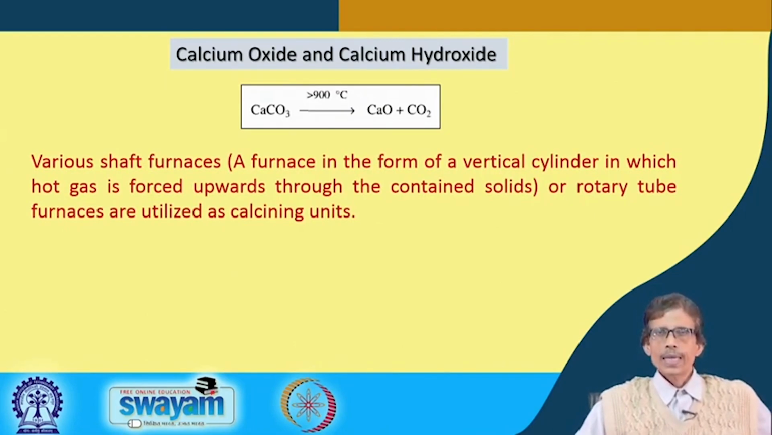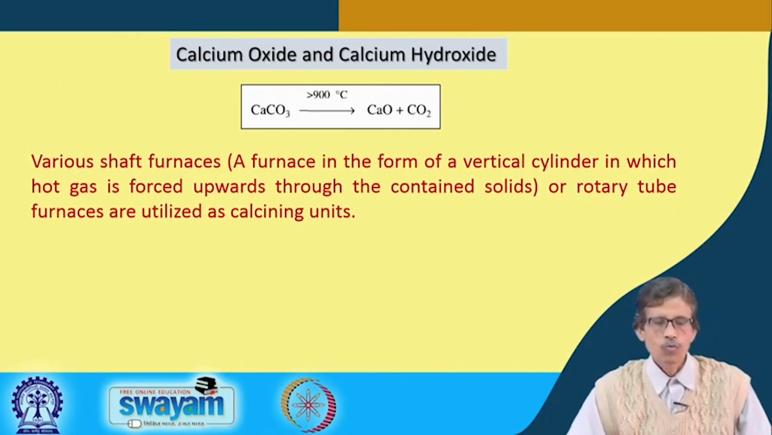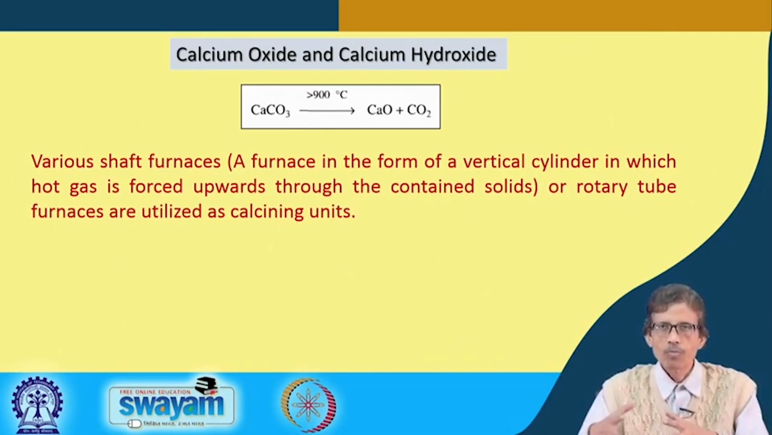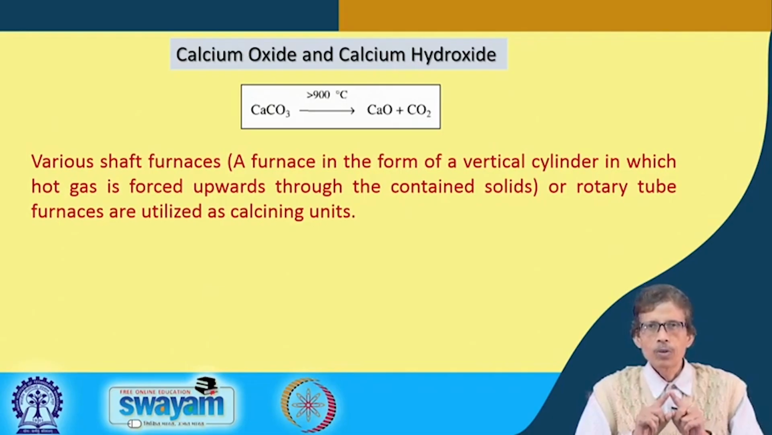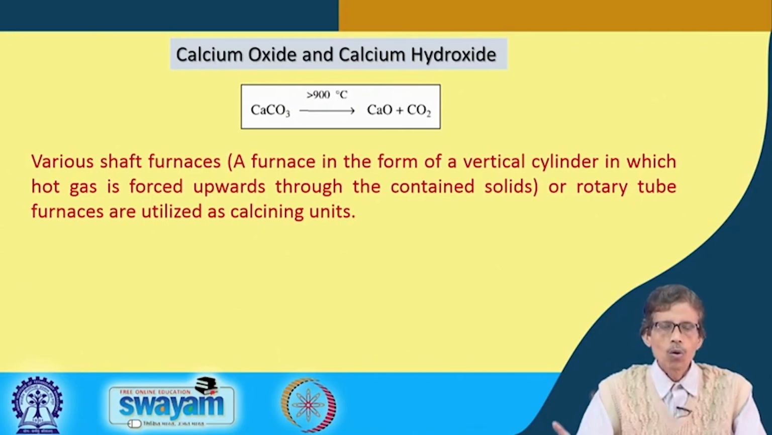What we use there are shaft furnaces, which are nothing but furnaces in the form of vertical cylinders in which hot gas is forced upwards through the solid content. You have calcium carbonate as well as the formed calcium oxide, with grains of different sizes. But you have the intergrain space, and that intergrain space is important to pass those gases. Whatever carbon dioxide forms over there will pass through.